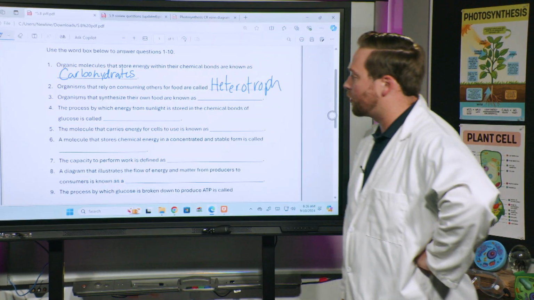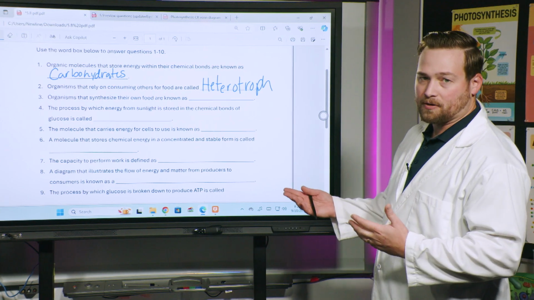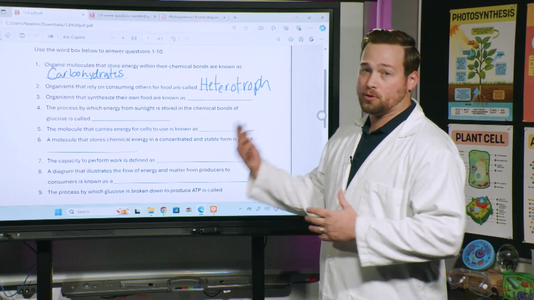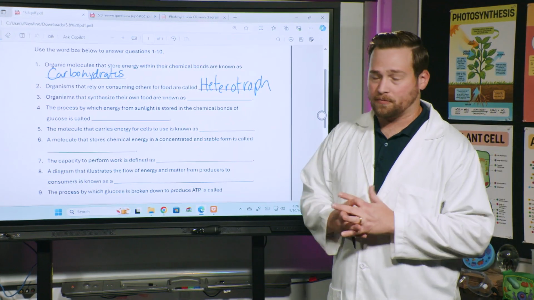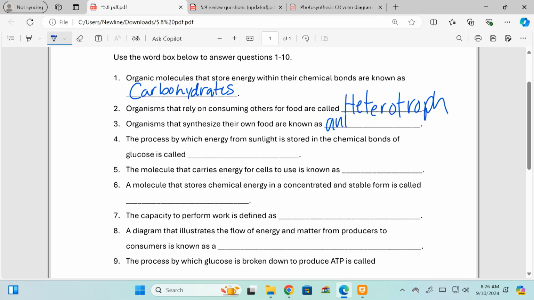Great. All right, number 3, organisms that synthesize their own food. Again, you might see a couple different names for this. You could put producer, but I think what's a little bit better for this class is autotroph. So we're going to go with autotroph for this one. Organisms that can make their own food are called autotrophs.